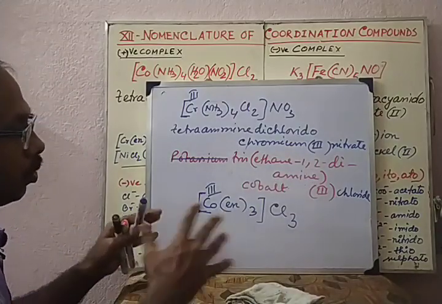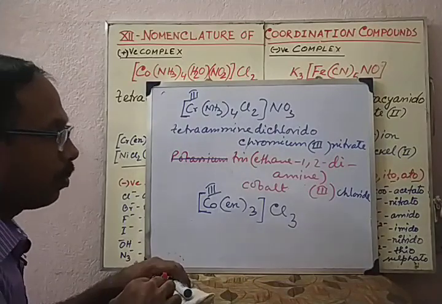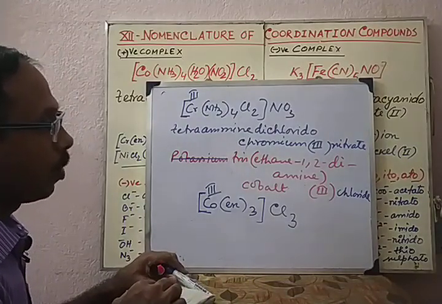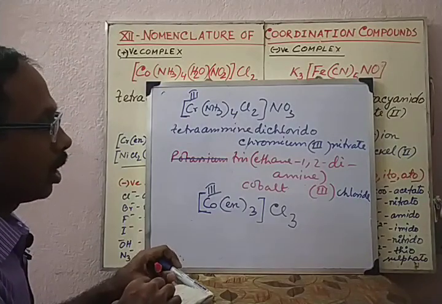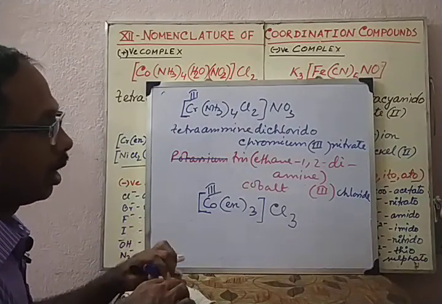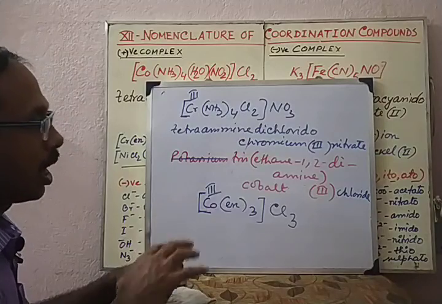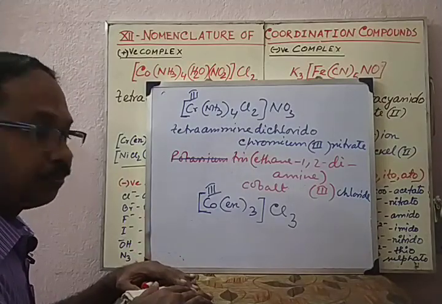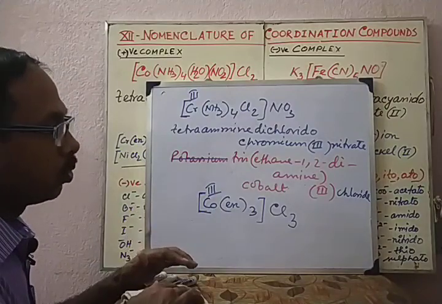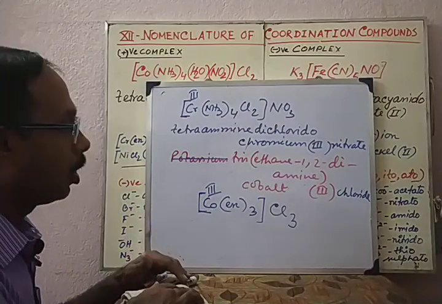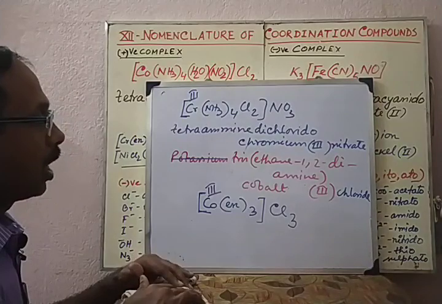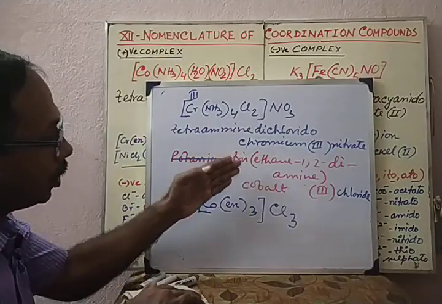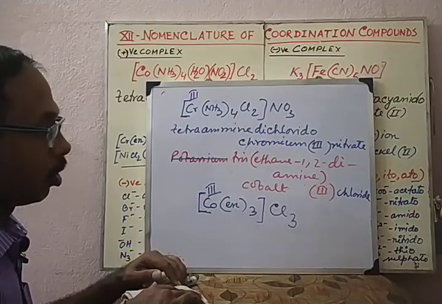In this way, we have to practice naming of complex compounds. We have to practice many complex compounds. Through practice, we can learn the other rules also. All the rules I have not explained here. It may follow in the next videos. And in this way, we should practice naming complex compounds, as well as writing the formula from the given name of the complex compound.